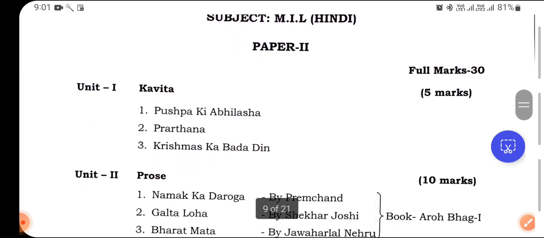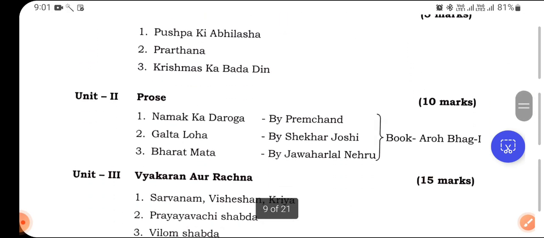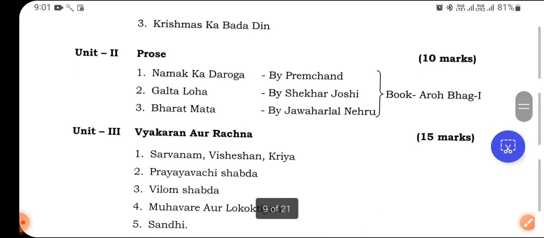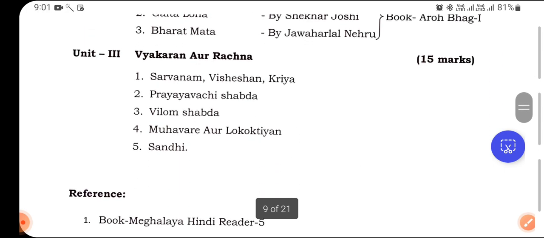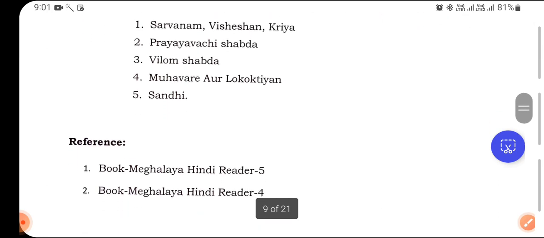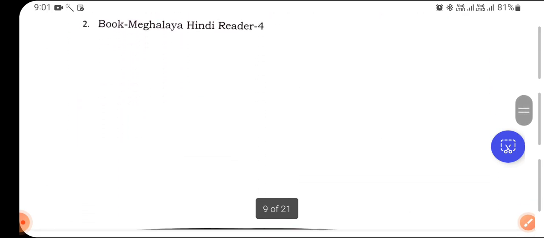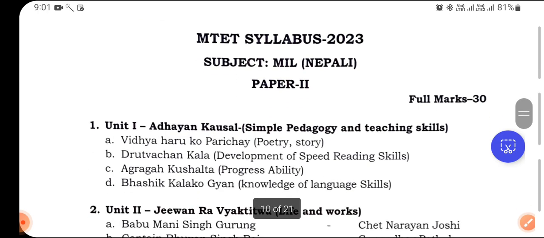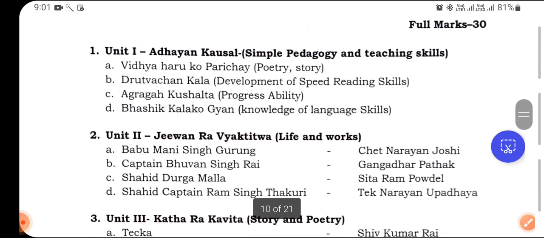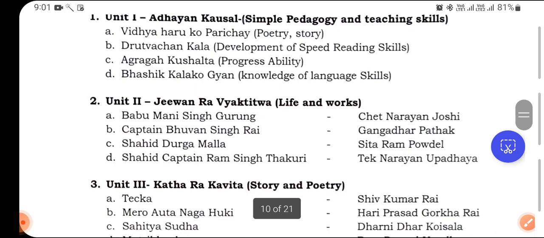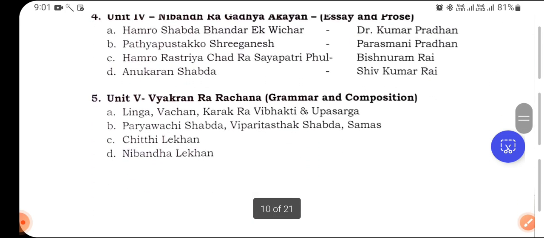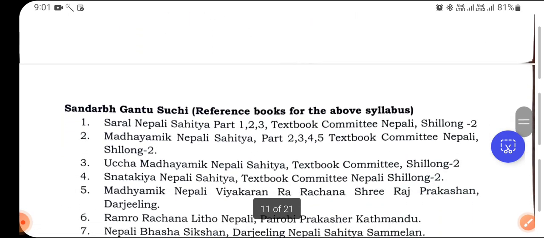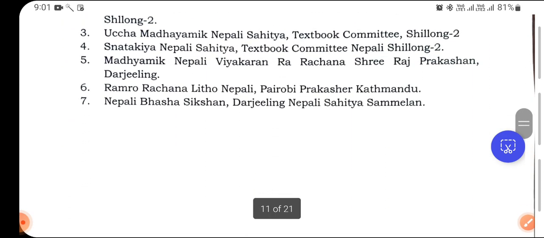This is for Hindi. In Hindi, there is Kavita coming, prose is coming, different writers are there. Vyakaran and Rachna, and these are the reference books. Now coming to the Nepali language, you have to do any one, so prepare well. So these are the units, friends. I'm scrolling down slowly. There are prose and grammar in Nepali also. These are the reference books.